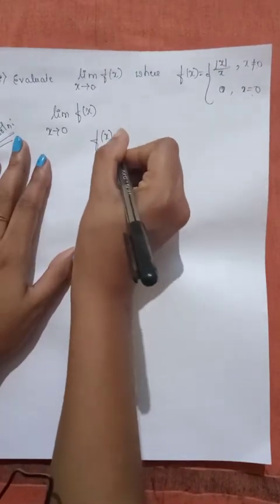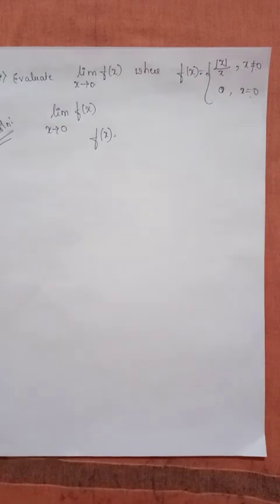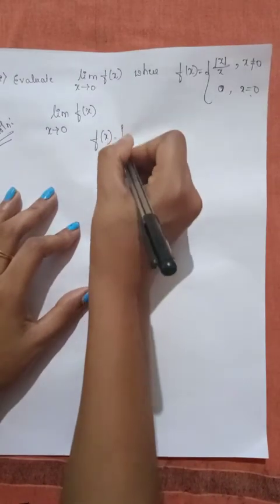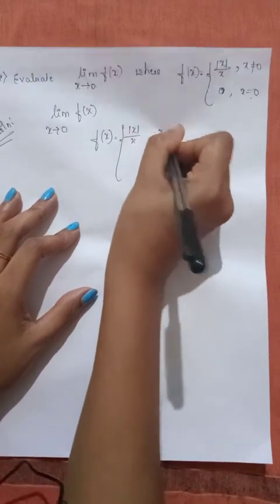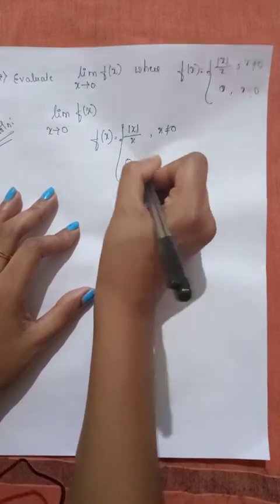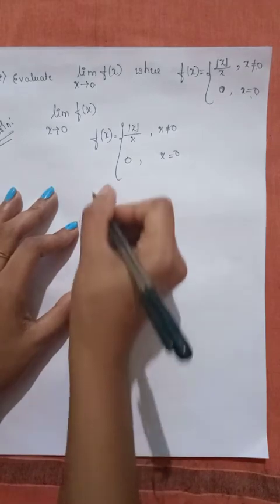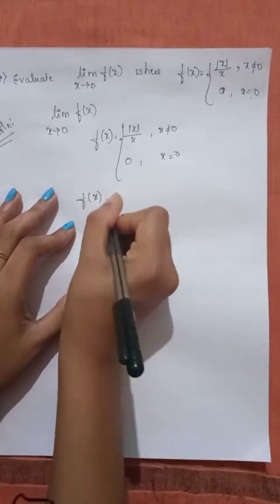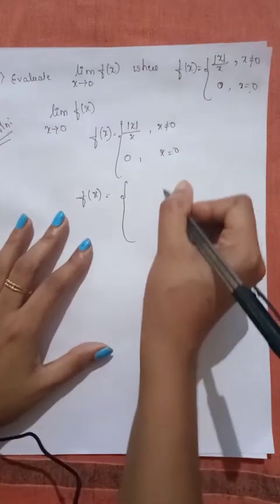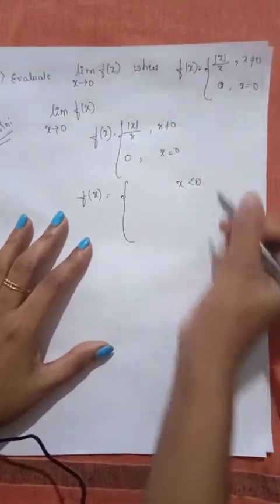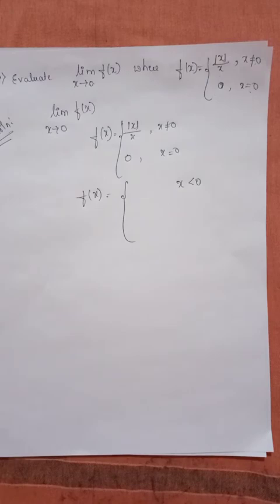Okay. So before we define the function, let us write what they have told. Mod x by x if x is not equal to 0, and 0 if x is equal to 0. Now, x not equal to 0 means we have two cases, correct? Whenever you say x not equal to 0, there come two cases. One is x less than 0 or x greater than 0.